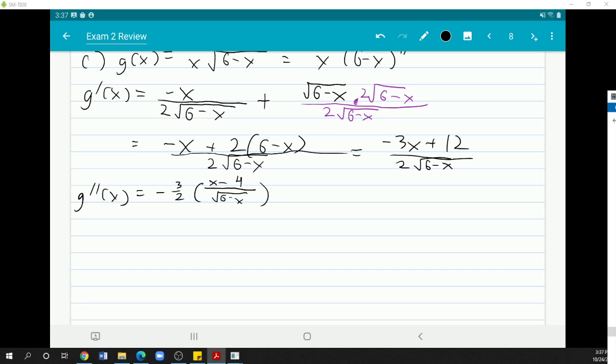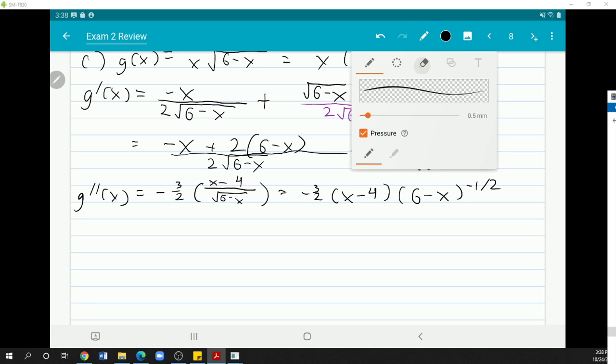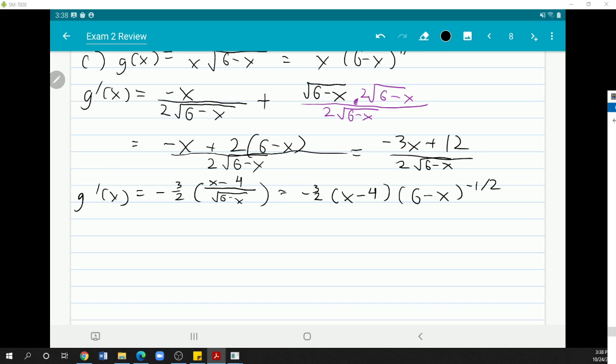And this one shouldn't be too bad to take a derivative of, but I think it would be easier to rewrite this as minus 3/2 times x minus 4 times 6 minus x to the minus 1/2. So instead of doing quotient rule, I'm going to do another product rule. Let's see. This is still g prime of x. Sorry, I haven't even taken a derivative yet.